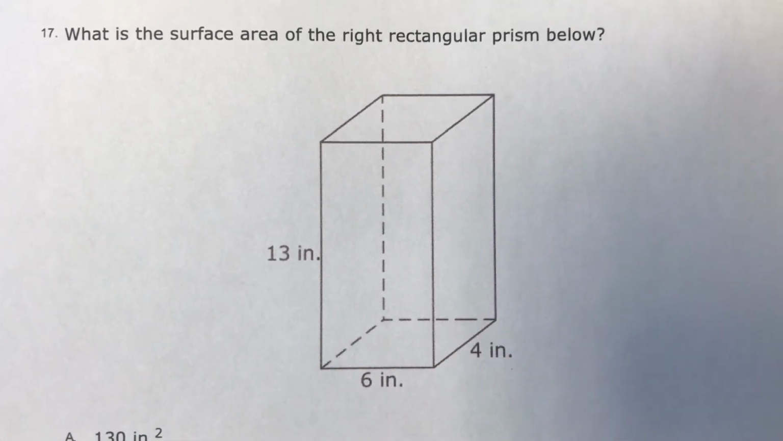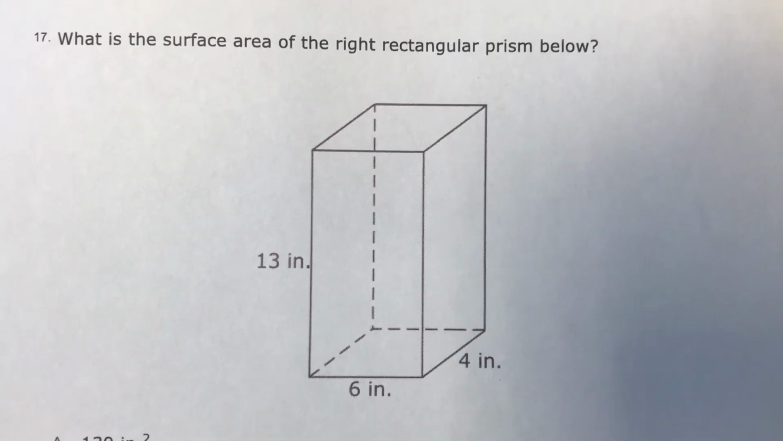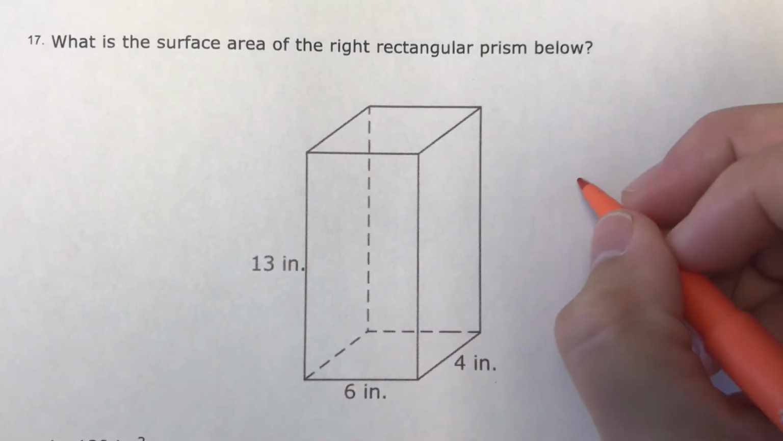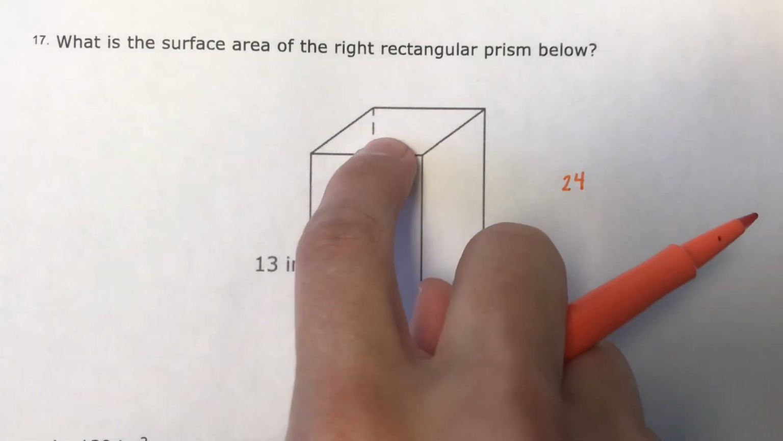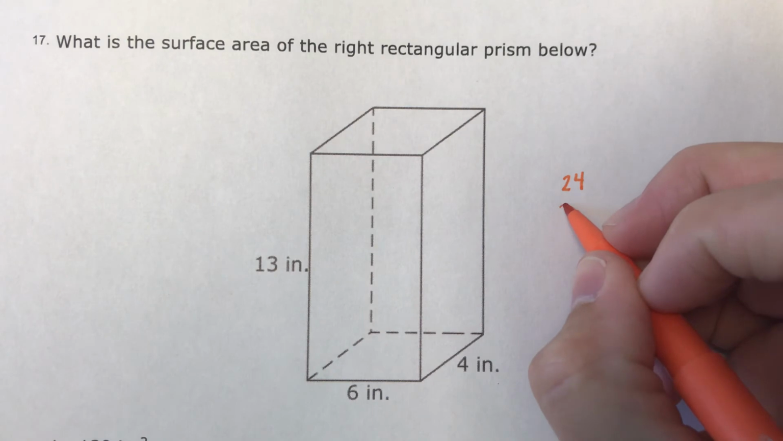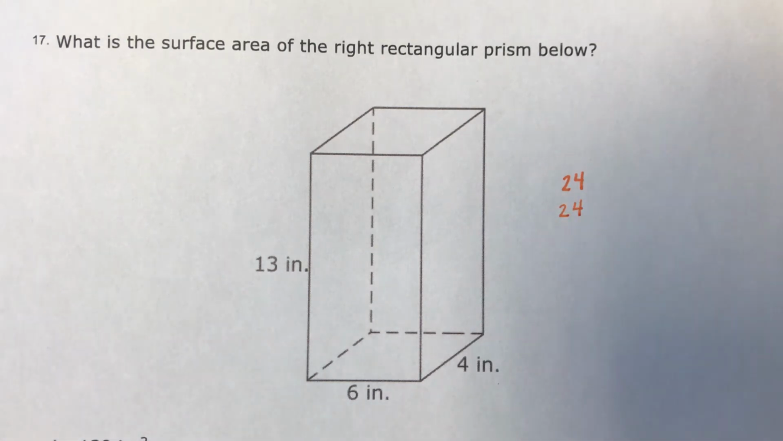Now, when I do it this way, when it's not a net, I do my numbers off to the side. That way I can keep up with which ones I've done. So 6 times 4 is 24. But remember, it's got a top and a bottom. All right, so this is going to have a match. Okay, so all I did was 6 times 4 to get my 24.